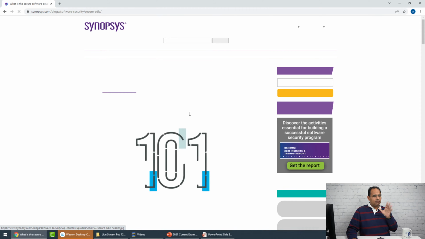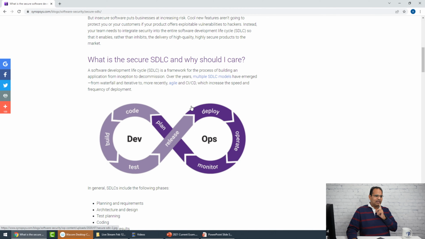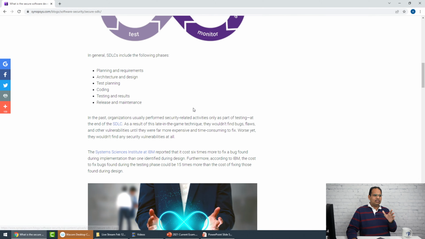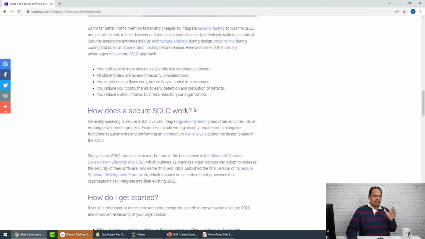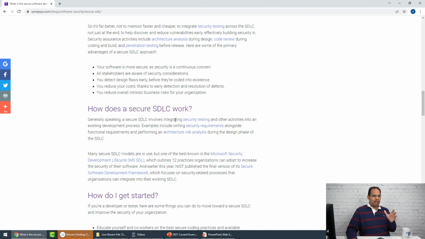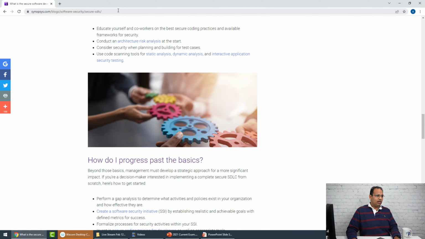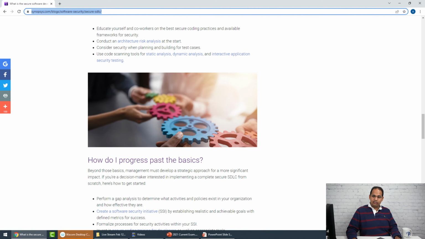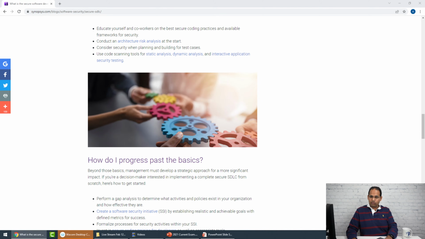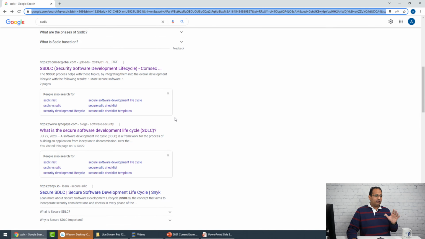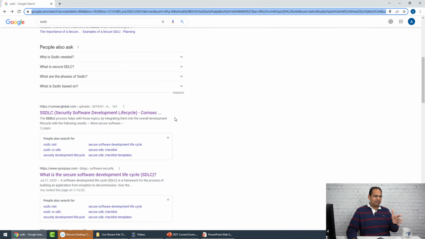Keep in mind that it is not a different SDLC. It's the same SDLC. It involves more integrated security testing and more security in every phase of the SDLC. I'm going to share a link here for you to review. This term may or may not show up on your exam, but I do want you to understand that there is such a thing, so if you see it on your test, you're not wondering what that is.